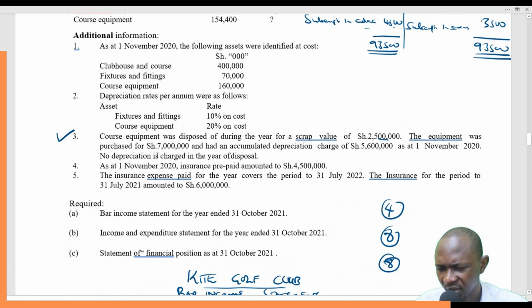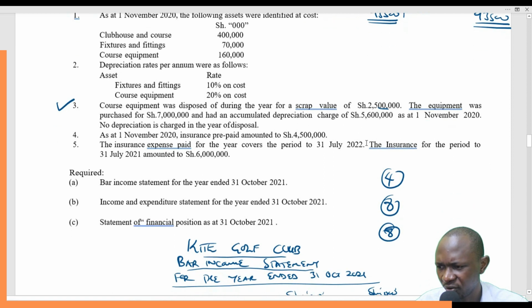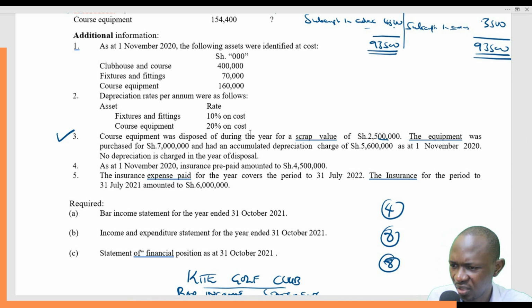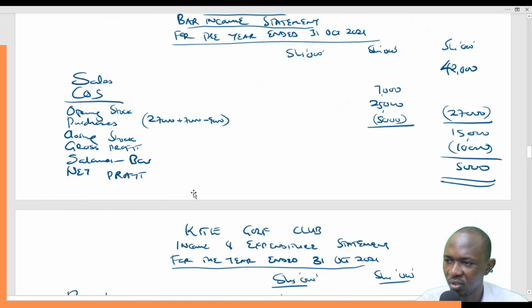The equipment was purchased for 7 million and had an accumulated depreciation charge of 5.6 as on November 1st. No depreciation charge for the year. Now this is quite easy. If the value was 7 million minus 5.6, which had accumulated as depreciation, it means the value of this vehicle was 1,400. 7,000 minus 5.6, which is 1.4.